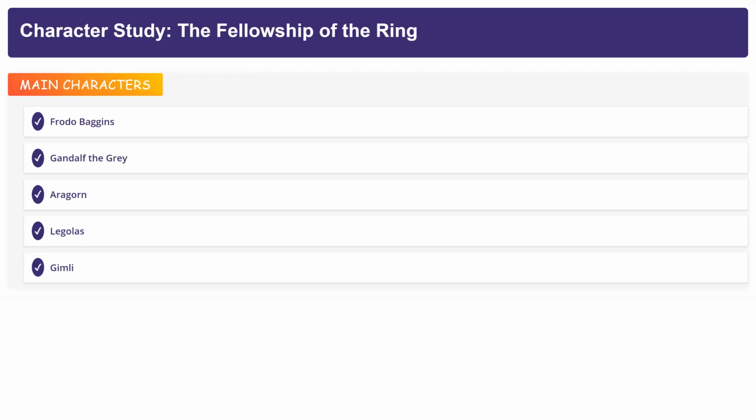In this segment, we will embark on a character study of the members of the Fellowship of the Ring. From the humble hobbit Frodo Baggins to the wise wizard Gandalf and the valiant Aragorn, we will explore the depths of their personalities and the roles they play in the grand tale. In this story, the main characters include Frodo Baggins, Gandalf the Grey, Aragorn, Legolas, and Gimli. Each of these characters has their own motivations, relationships, and character arcs.